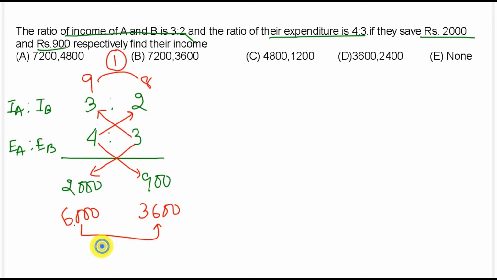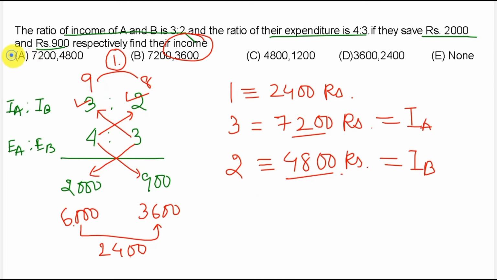The difference between the two is 2400, but this 2400 will be equivalent with how much? This difference 1. So 1 is equivalent with 2400 rupees, but we have to find the income, and that will be 4800. So what is the correct answer? Correct answer is option A.